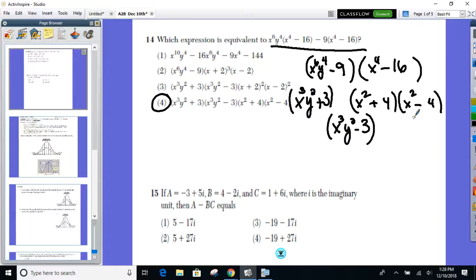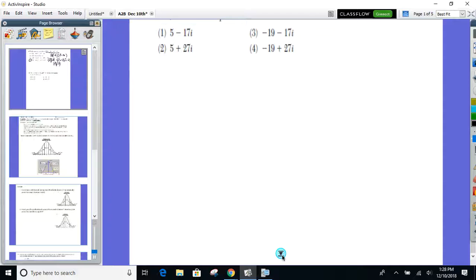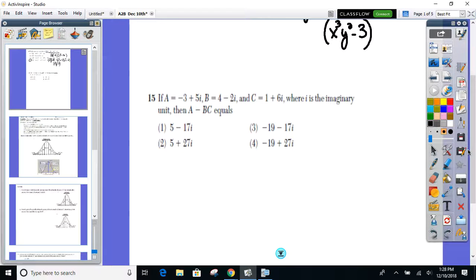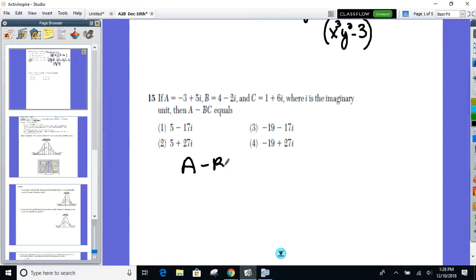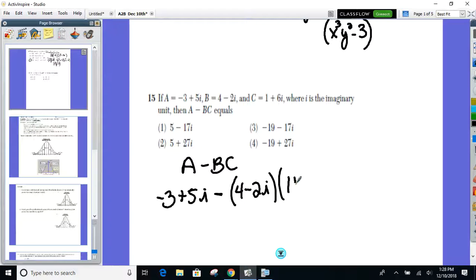Anything else from you guys you want to talk about? All right, how's your power of i's for 15? A, B, and C all have i in it. Can you guys help me do A minus BC? What's A? What do you got in for A? Negative 3 plus 5i minus, now we're going to have to multiply what? 4, was that a minus or a plus? Minus 2i times 1.